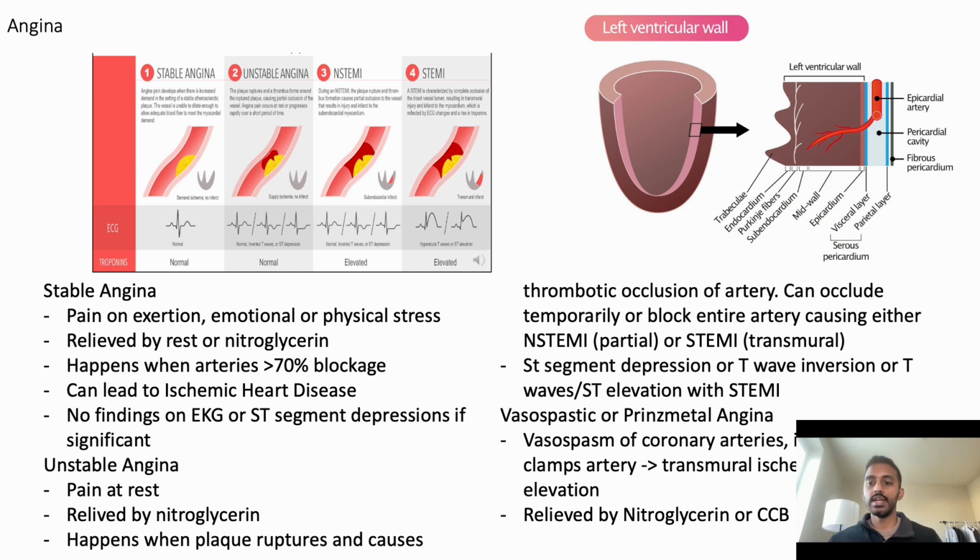NSTEMI, I want you to think, is partial occlusion due to ruptured plaque. Troponins will be elevated and ECG will show inverted T waves and ST segment depression. STEMI is complete occlusion of the artery due to ruptured plaque causing transmural ischemia and necrosis leading to ST elevation. Vasospastic or Prinzmetal angina is vasospasm of coronary arteries, and if it completely clamps, it causes the same thing. This is relieved by nitroglycerin or calcium channel blockers.